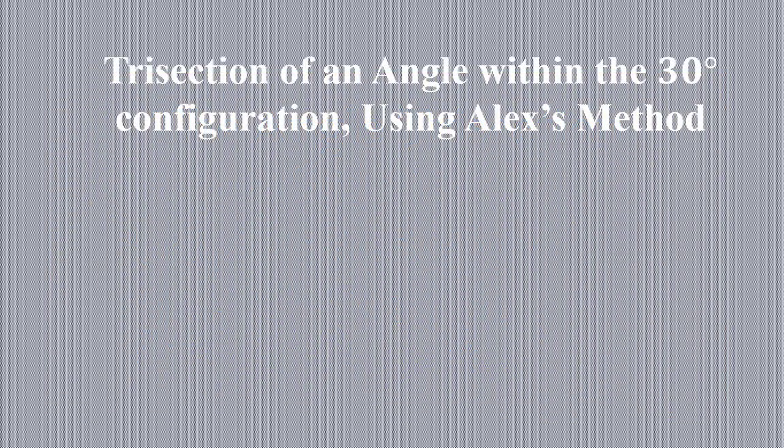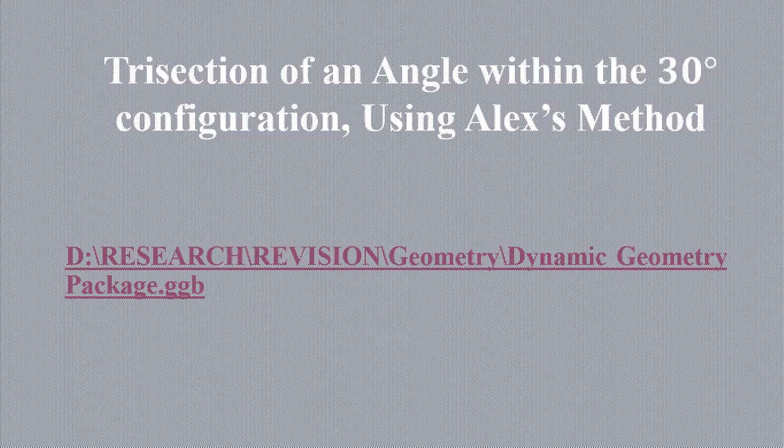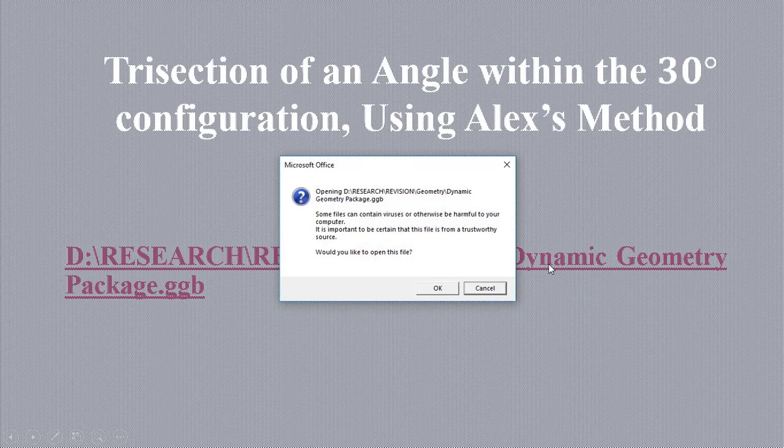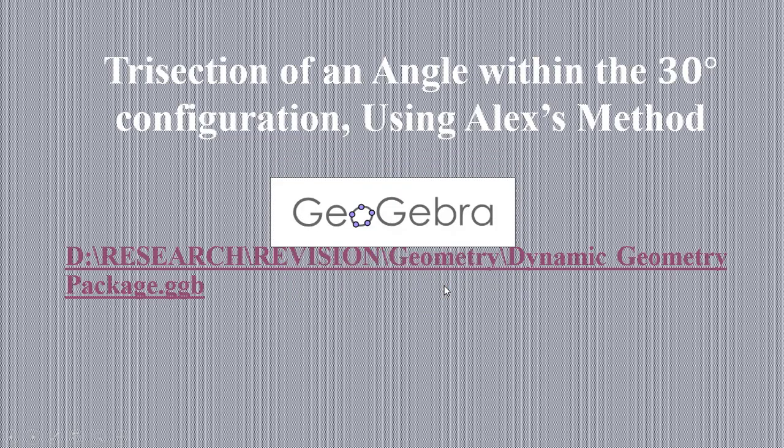Welcome to this presentation, still under the CGS series on angle trisection solutions. In this video, we're going to look at the trisection of an angle within the 30 degrees configuration using the Alex method. I will perform the constructions using, as usual, the GeoGebra software.